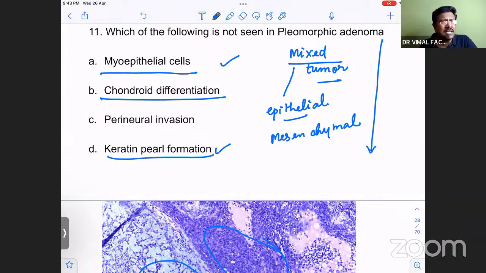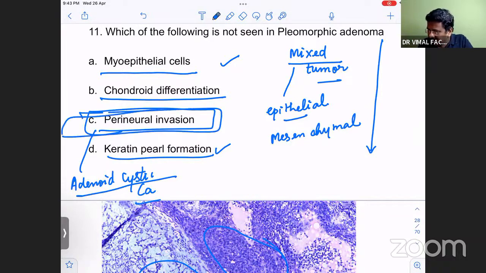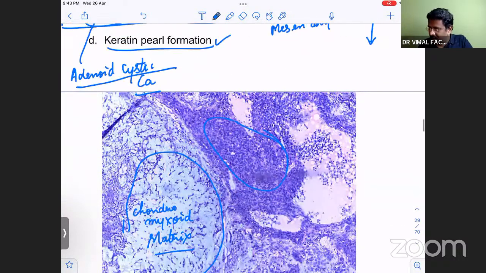But what is not usually seen is perineural invasion. Invasion is a feature of malignancy, but pleomorphic adenoma is a benign tumor. Perineural invasion you will usually see in malignant salivary gland tumors like adenoid cystic carcinoma, not in a benign tumor like pleomorphic adenoma. So perineural invasion is not seen. All the other things are seen in pleomorphic adenoma.